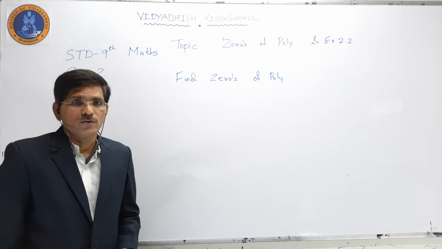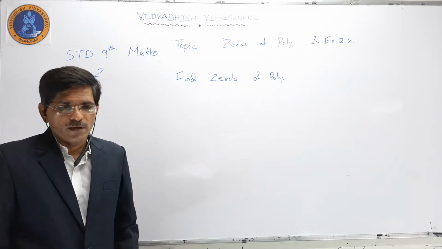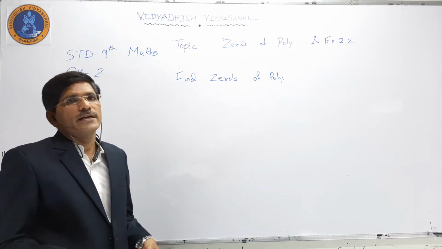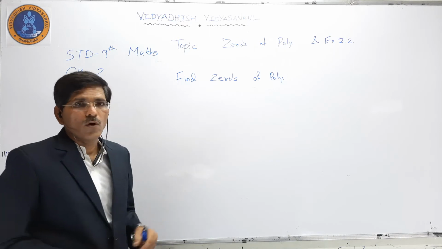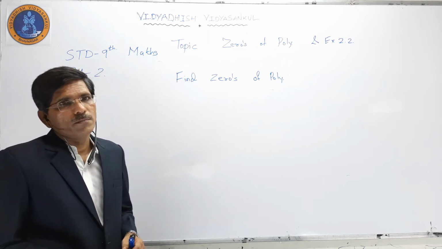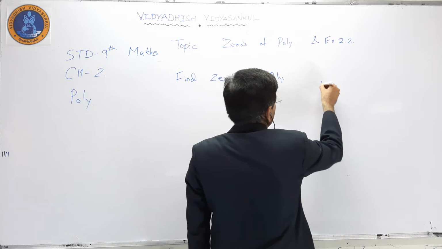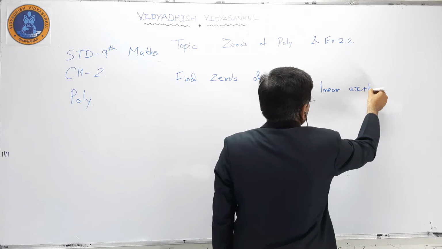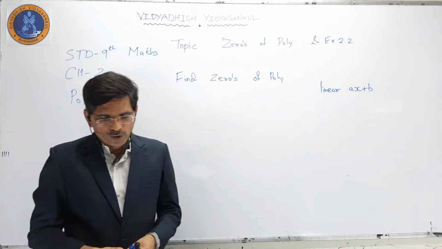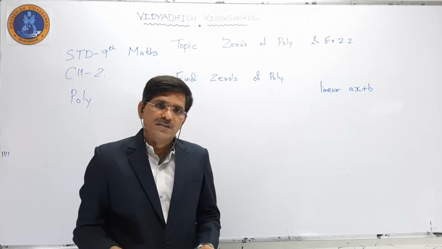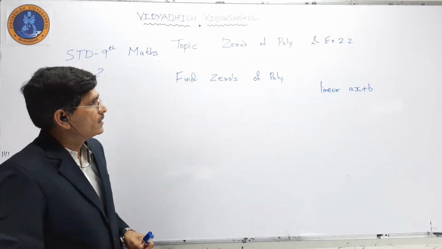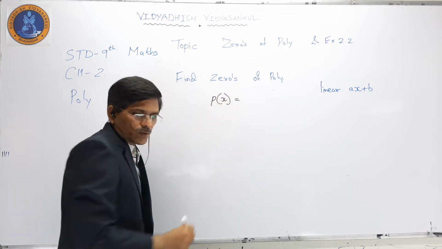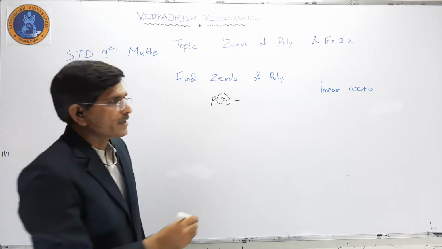Now, to get the value of zeros of a polynomial, we have discussed linear, quadratic and cubic. But related to the 9th standard, we go to only linear polynomials. We know that a linear polynomial is ax plus b. So now we use p of x is equal to 2x plus 1.